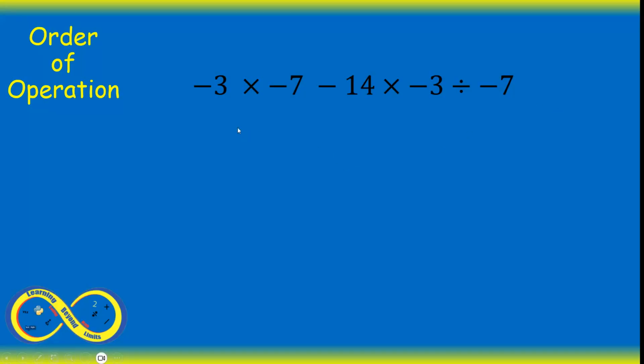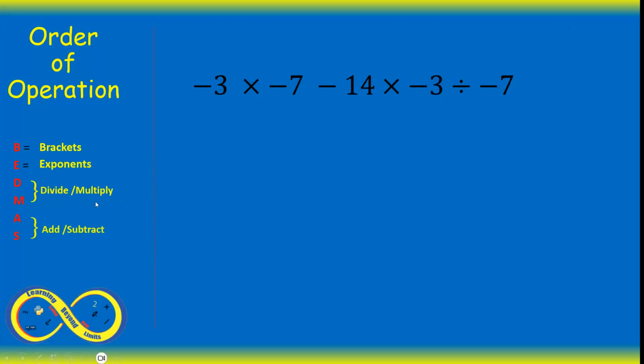Notice the expression that we have: -3 times -7 minus 14 times -3 divided by -7. When we have an expression like this, we need to consider the order of operation. In doing so, we must consider BEDMAS: B for bracket, E for exponents, D for division, M for multiplication, A for addition, S for subtraction.